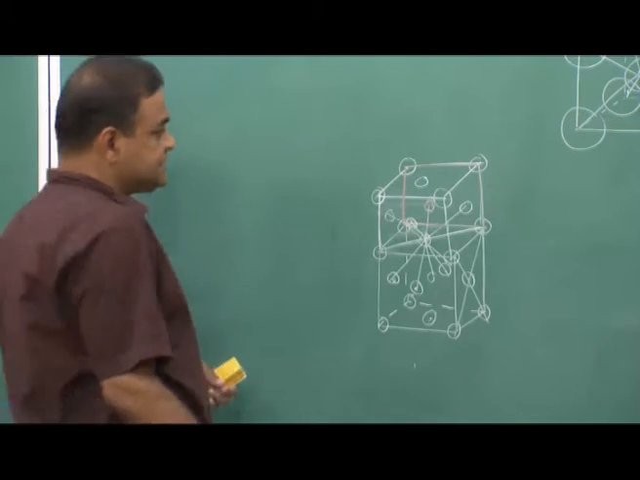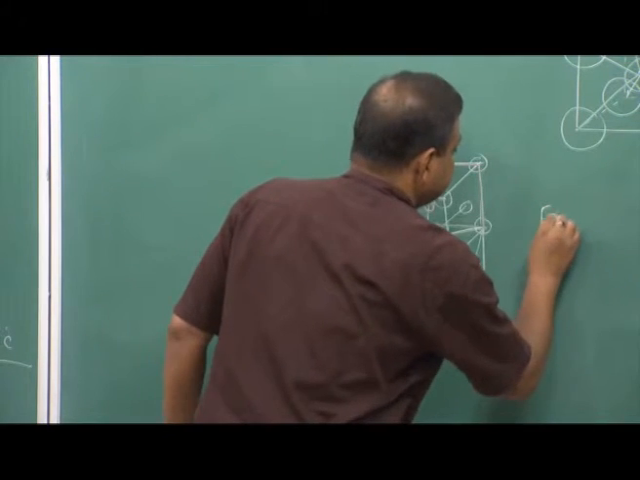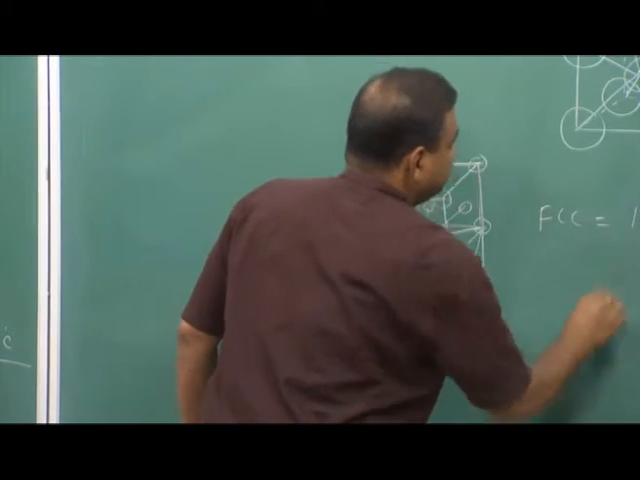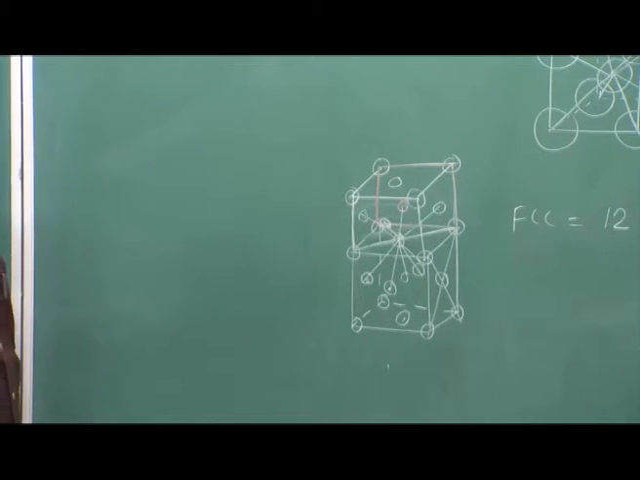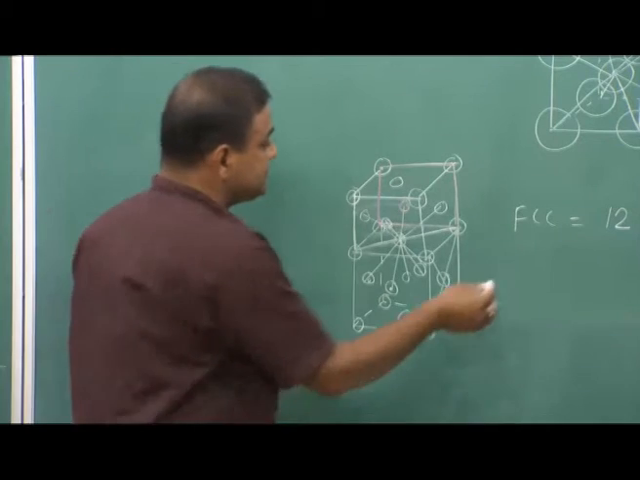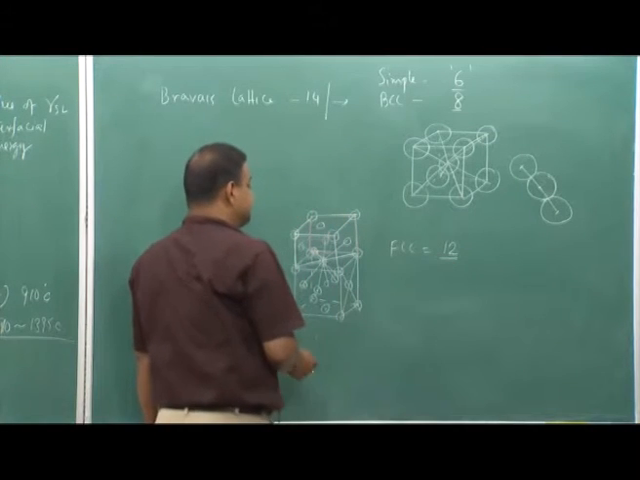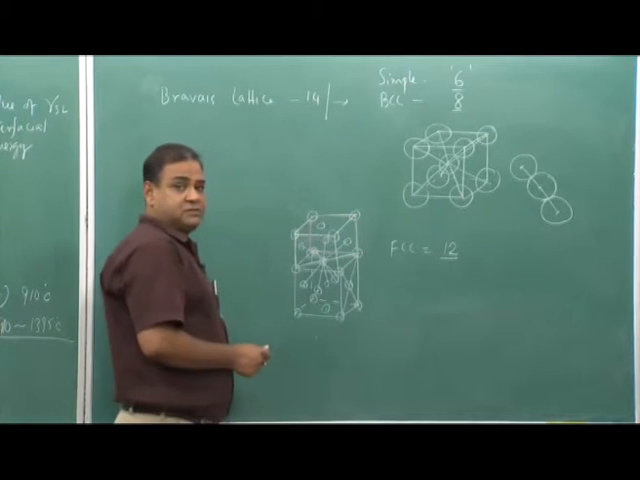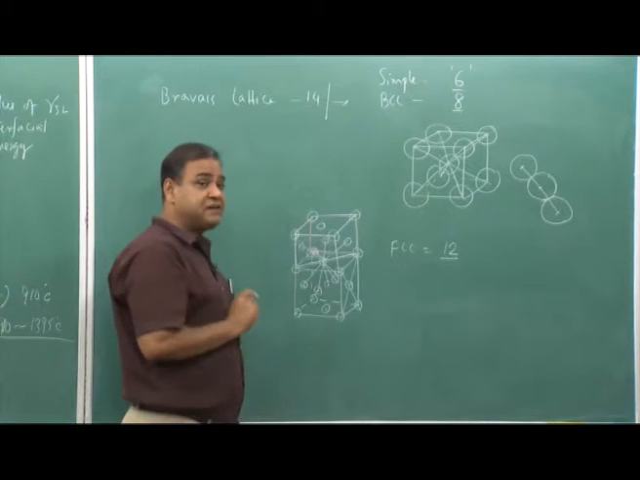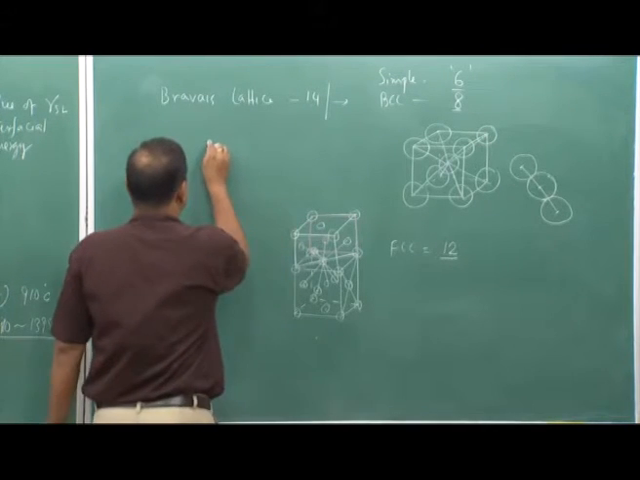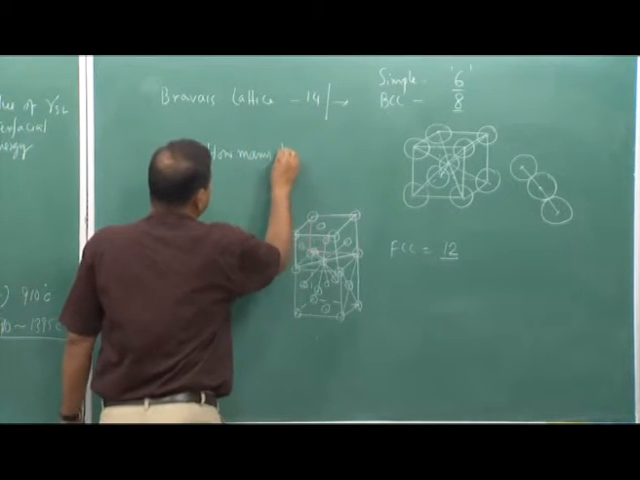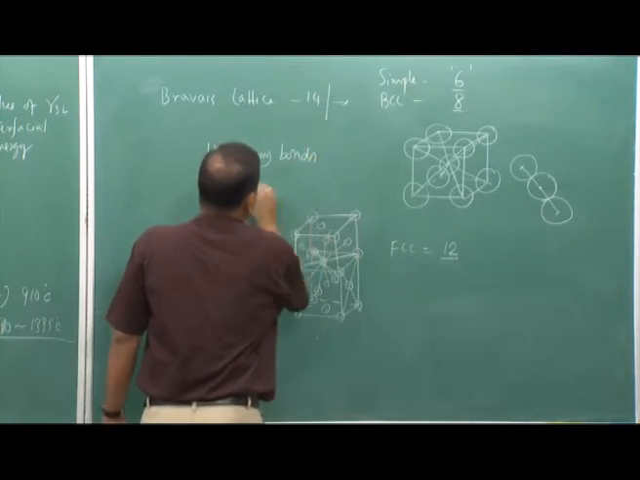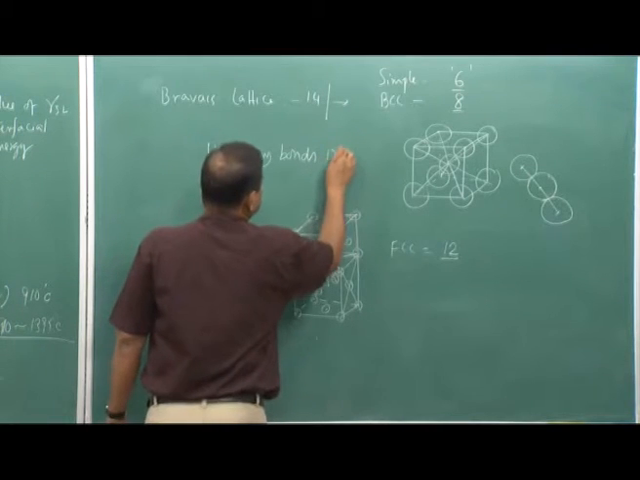So, that suggests that in case of FCC there are 12 nearest neighbors. So, with these 12 nearest neighbors, that means each atom will have 12 bonds. This information is very critical. So, how many bonds will be there per atom?